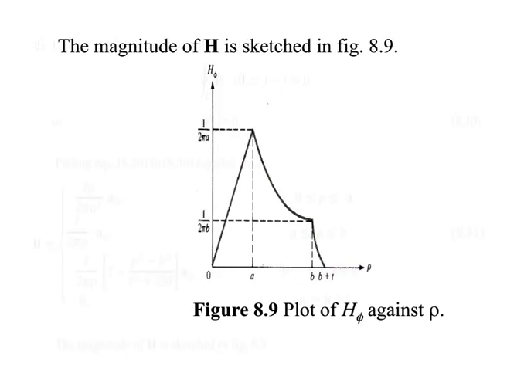The sketch of H phi versus rho is shown in figure 8.9. From 0 to a, H phi varies linearly with rho. From a to b it is inversely proportional. From b to b plus t again it is inversely proportional, and for rho greater than b plus t the value is 0.